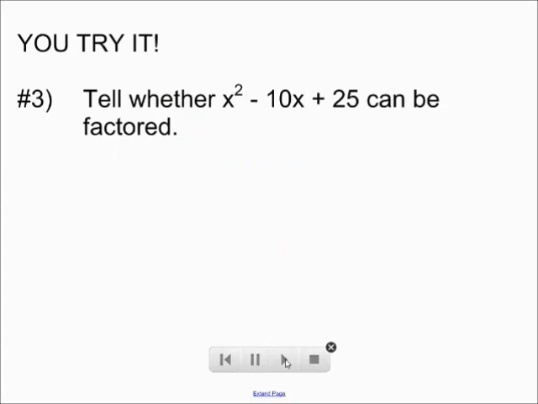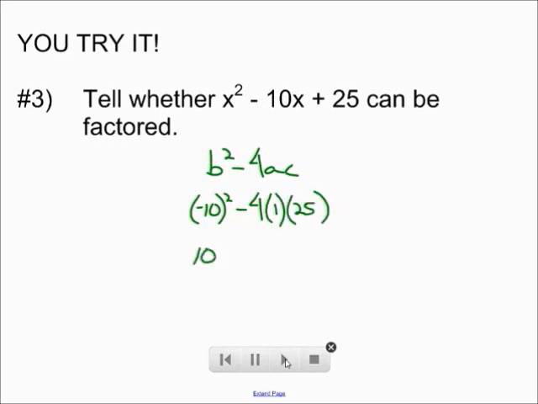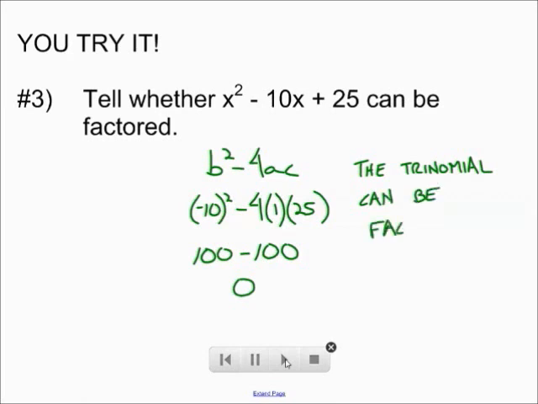Okay, now that you're done, hopefully you're checking the value of the discriminant. Negative 10 for B, 1 for A, 25 for C. We get 100 minus 100. Some of you might have been confused about whether or not 0 is a perfect square, but the square root of 0 is 0. So this trinomial can be factored because the value of its discriminant is a perfect square.